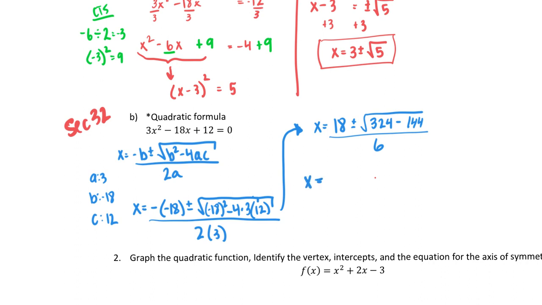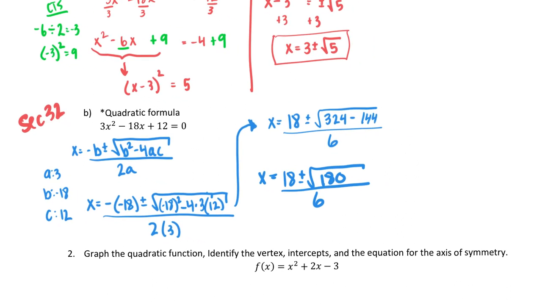Okay, a little bit more cleanup inside my square root. We have 324 minus 144. That gives us 180 over 6. Okay, so then we need to simplify this.